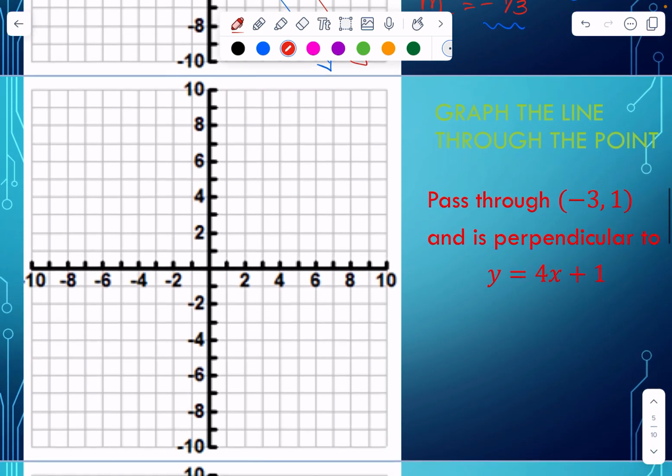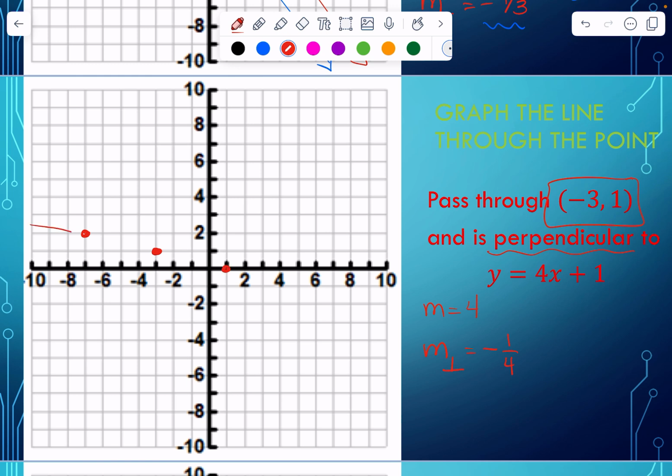Let's try another one. On this one, we're going to go perpendicular this time. So the first thing I'm going to do is plot my point. 1, 2, 3, up 1. Okay, so here I've got my starting point, -3, 1. Now my slope of my original is 4. So now I look, what is the slope of the perpendicular to that? Remember, we change the sign and we flip it. So it'd be -1/4. So that means I'm going to go up 1, 1, 2, 3, 4 to the left, down 1, 1, 2, 3, 4 to the right.